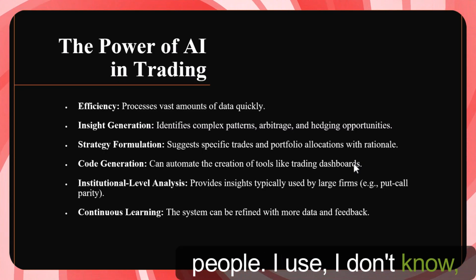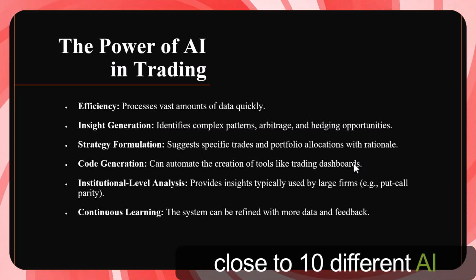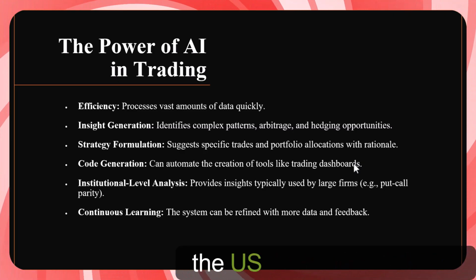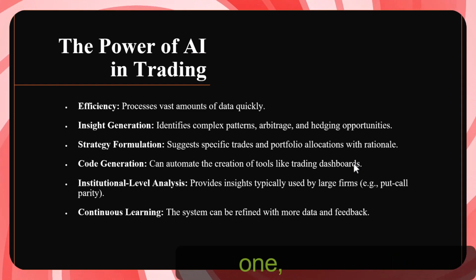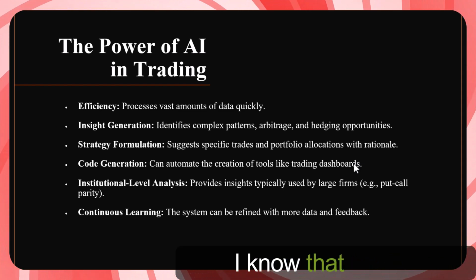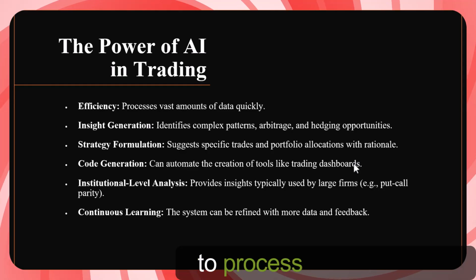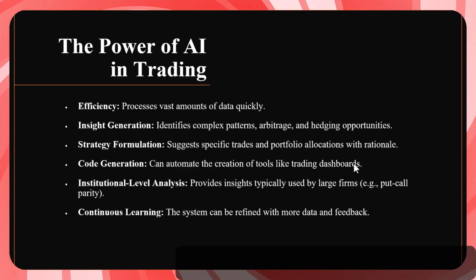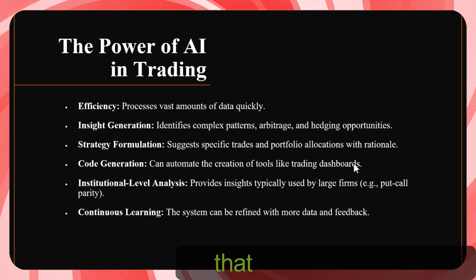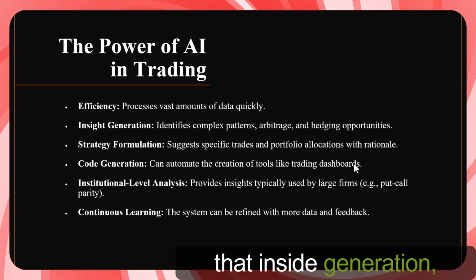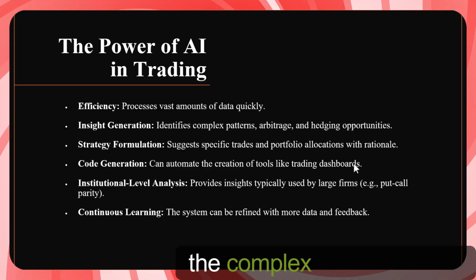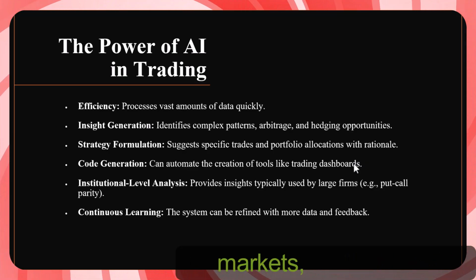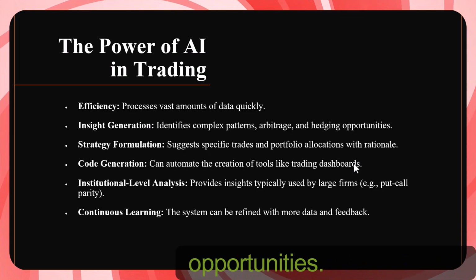I use, I don't know, close to 10 different AI models, be it from China or the US or even the French one as examples. Out of that, we get efficiency. So we are able to process huge amounts of data very, very quickly. Also, we are able to get that insight generation, which helps, again, identify the complex patterns of the markets, build out the arbitrage and hedging opportunities.